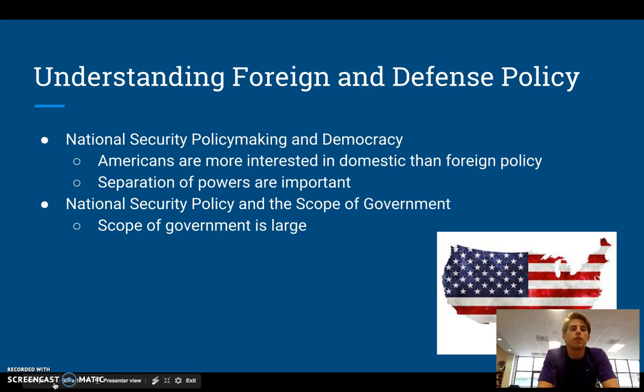And then lastly, we have the national security policy and the scope of government. The scope of government is definitely very large because foreign policy is such an influential piece all across America, because of how much it affects not only our country but the rest of the world.